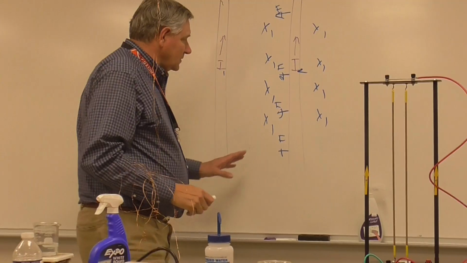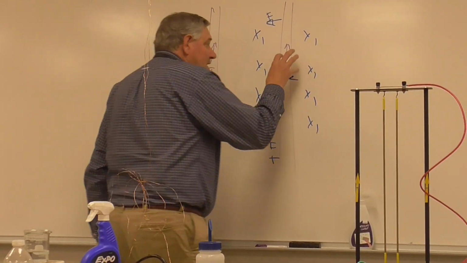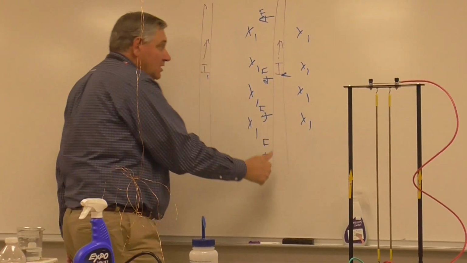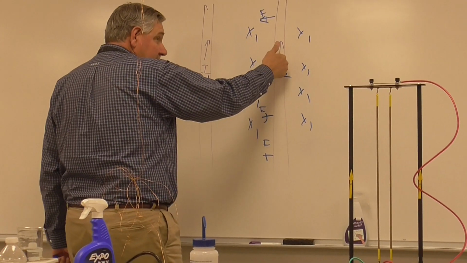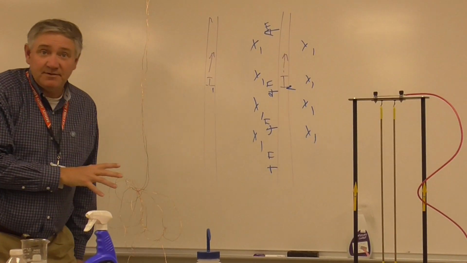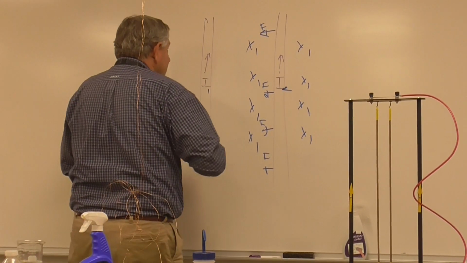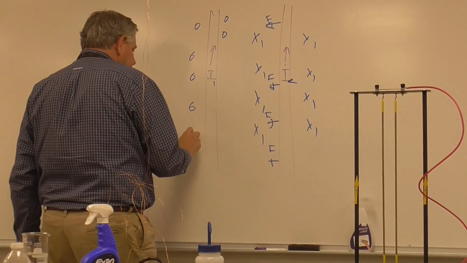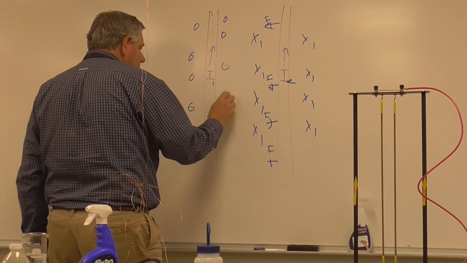Now we're going to look at what I2 is going to do to this one. So I2 is going this way. So what's going to happen over here? What are you going to have? You're going to have O's. Okay, so I'm going to have O's over here.